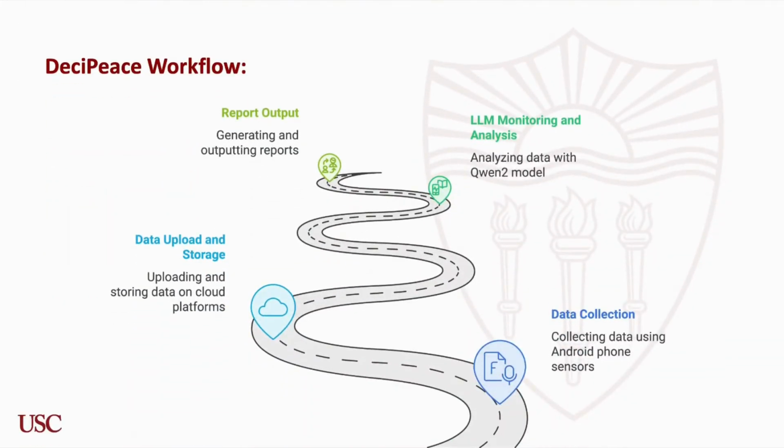There are 4 parts in the DCPs workflow. The first part is data collection, the second is data upload and storage, the third is large language model monitoring and analysis, and the fourth is report output.